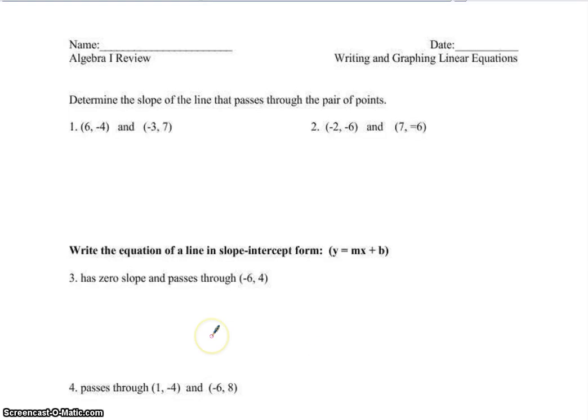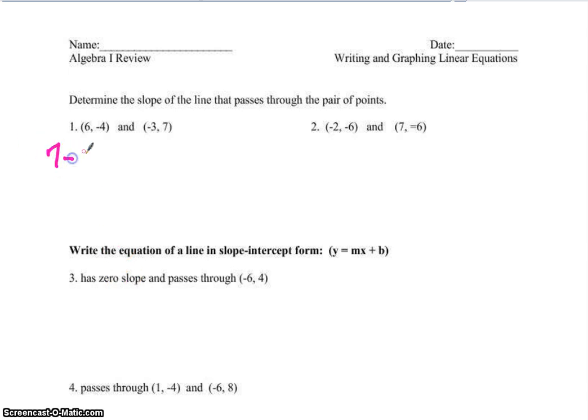Okay, this is for Algebra 1, and this is a review over writing and graphing linear equations. Determine the slope of the line that passes through the pair of points. When you're given 2 points and you want the slope, you've got two choices. You can subtract the y's on top and the x's on bottom.